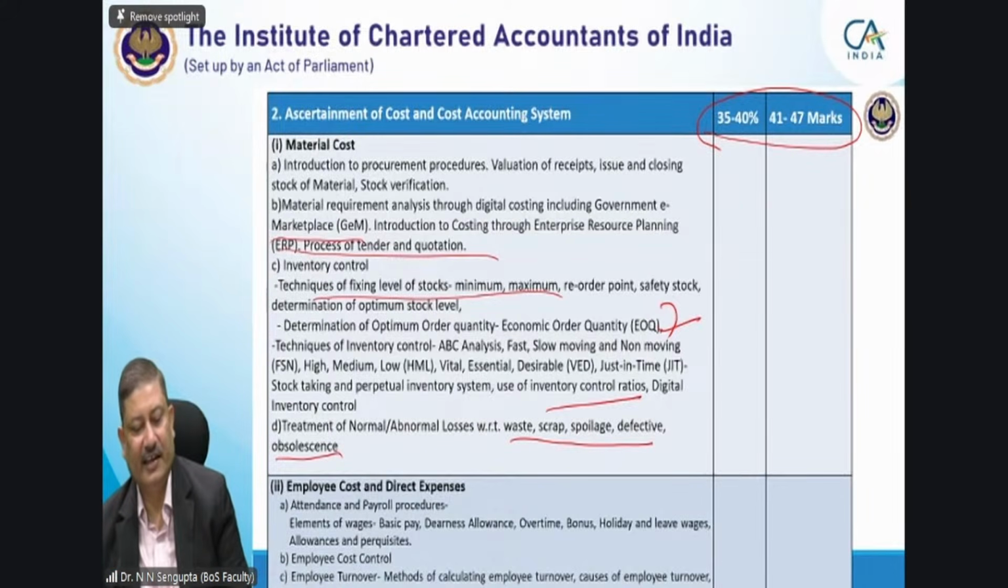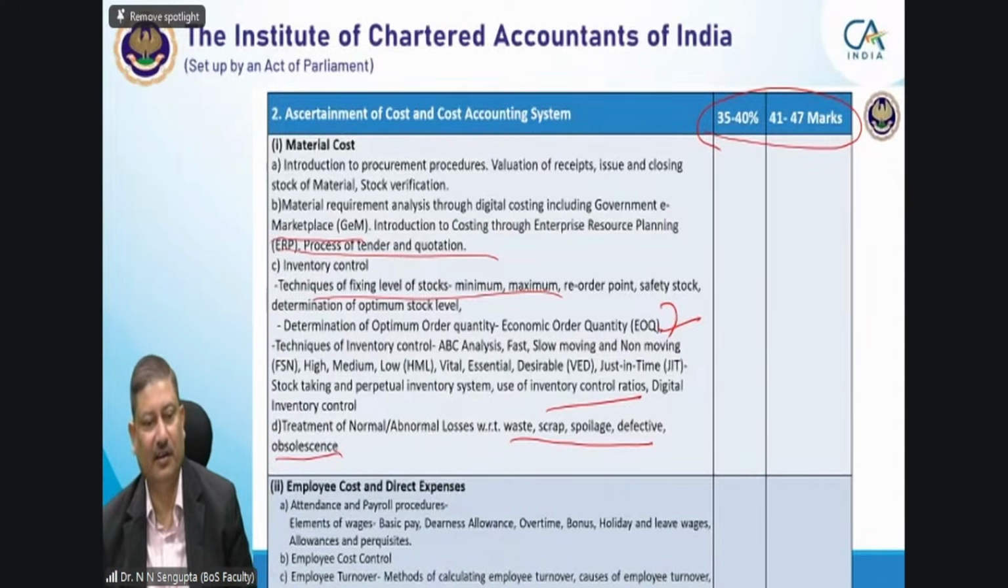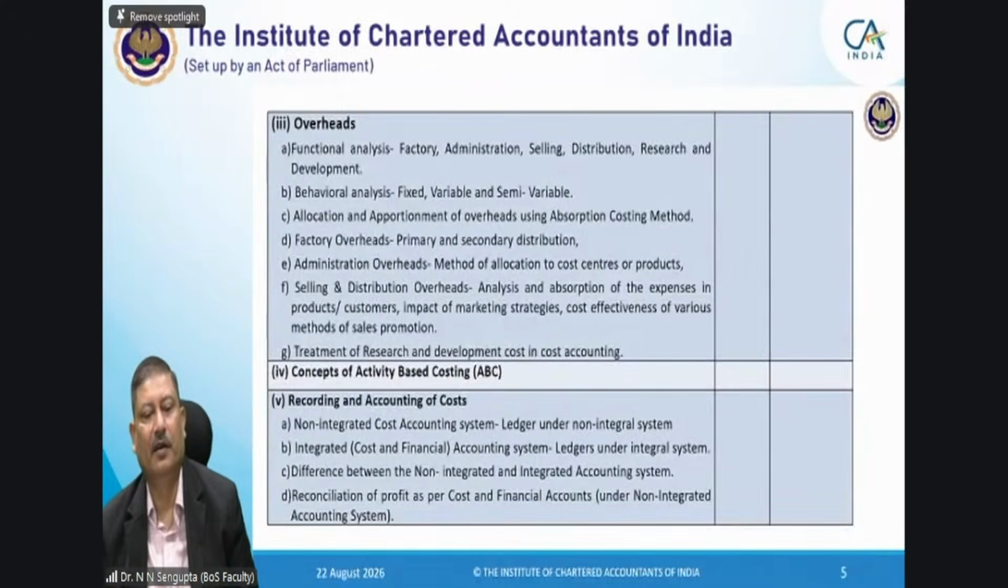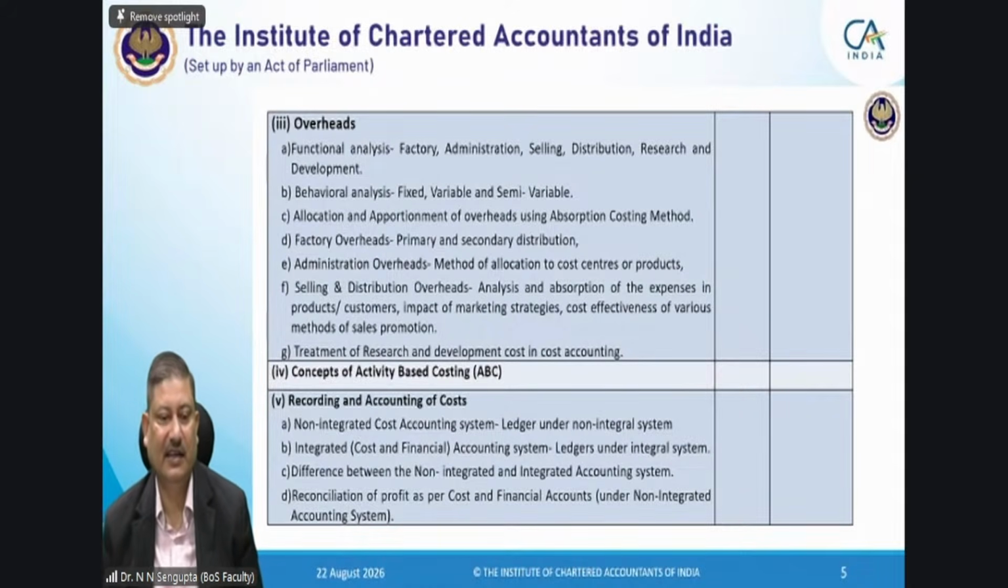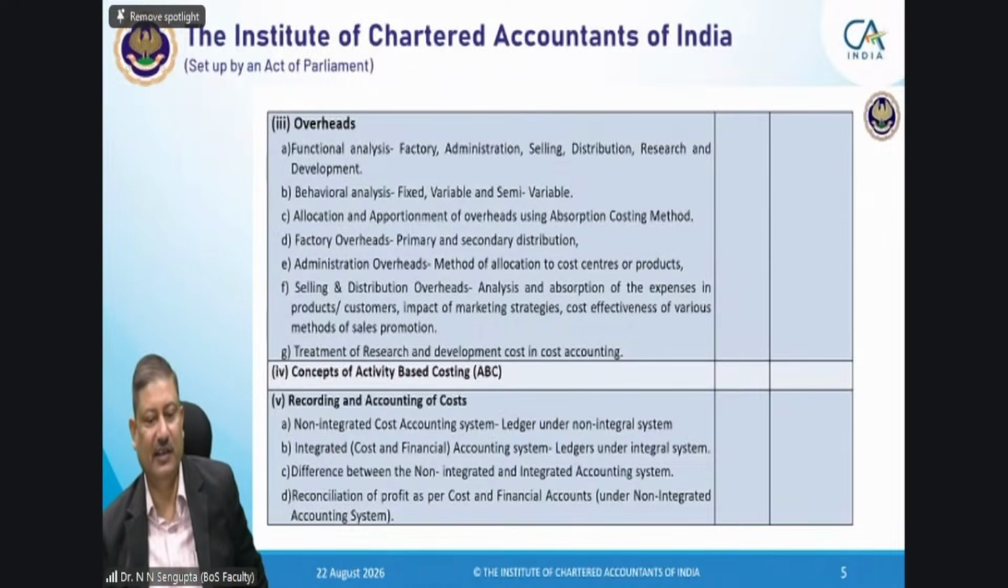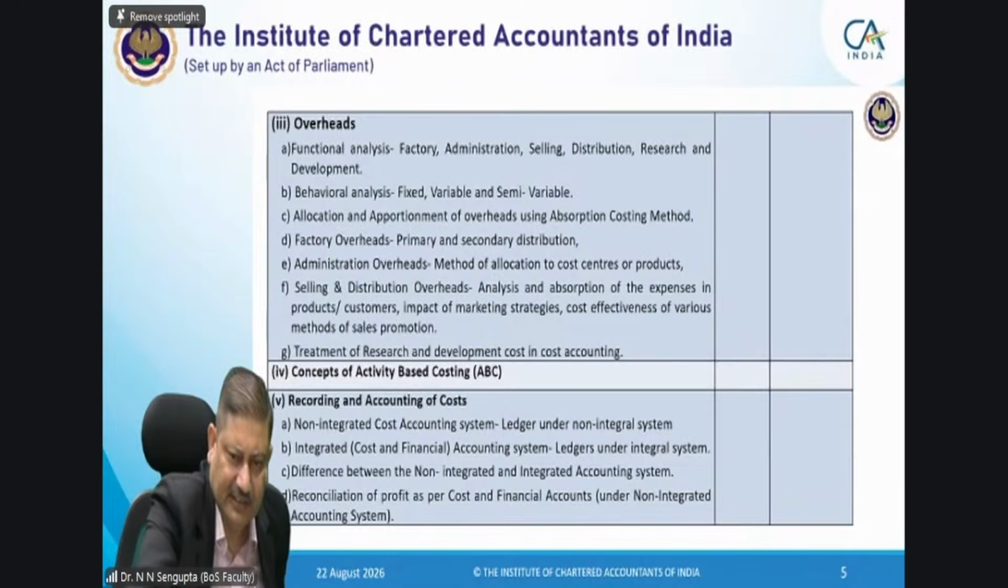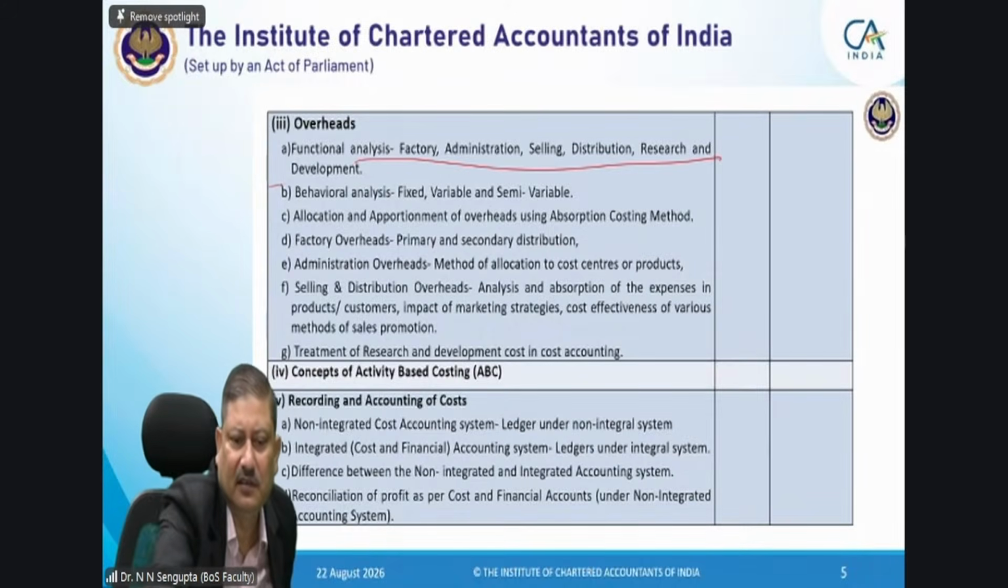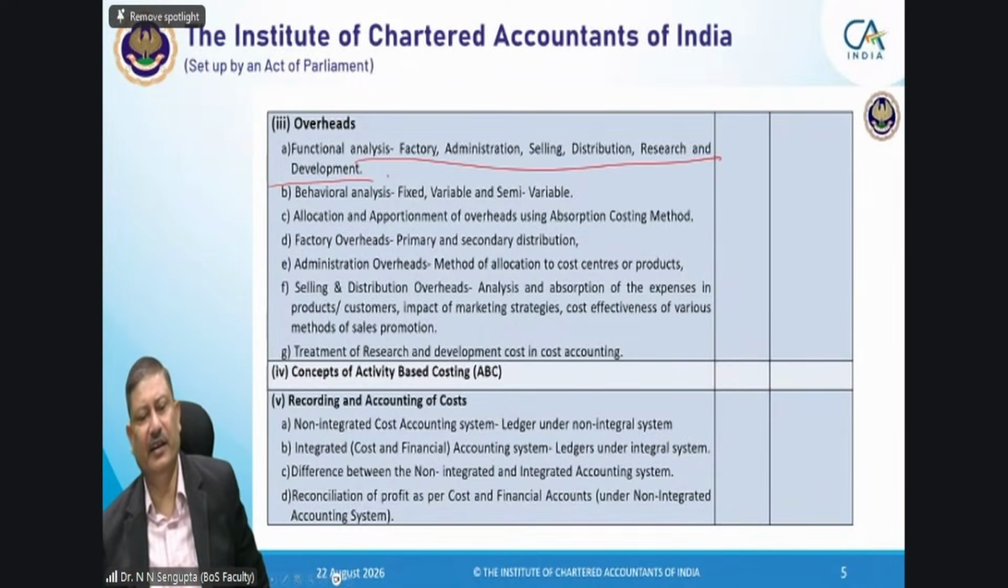Employee cost and direct expenses is the next topic in this particular section. Then overhead. There are a few classifications, a few areas which you need to understand in this overhead. One is the function analysis: factory, administration, selling, distribution, research and development. These are various areas. Behavioral analysis: fixed, variable and semi-variable.